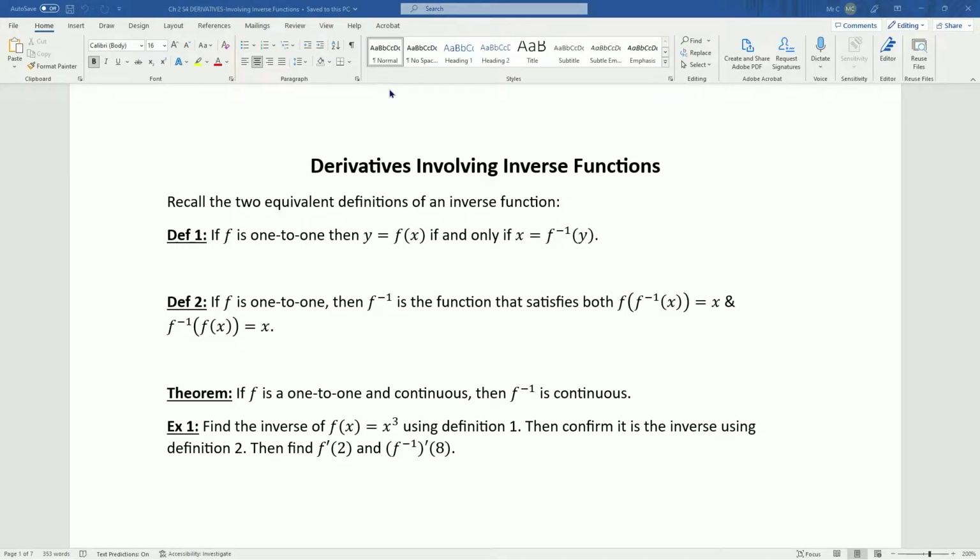Hello everybody, and welcome to our video on derivatives involving inverse functions. So first, let's recall the two equivalent definitions of an inverse function.